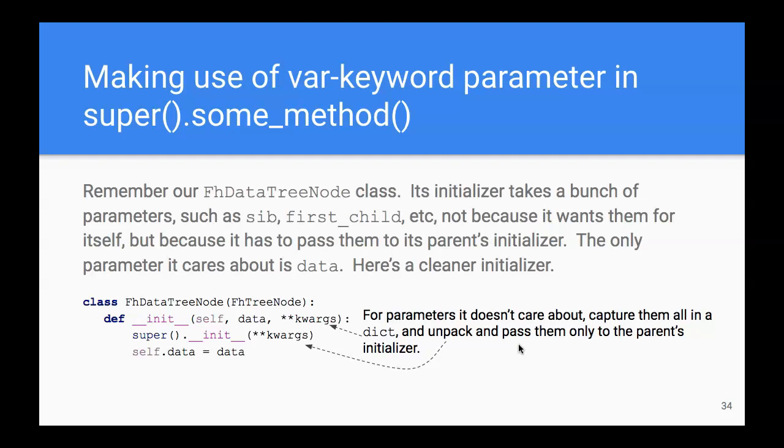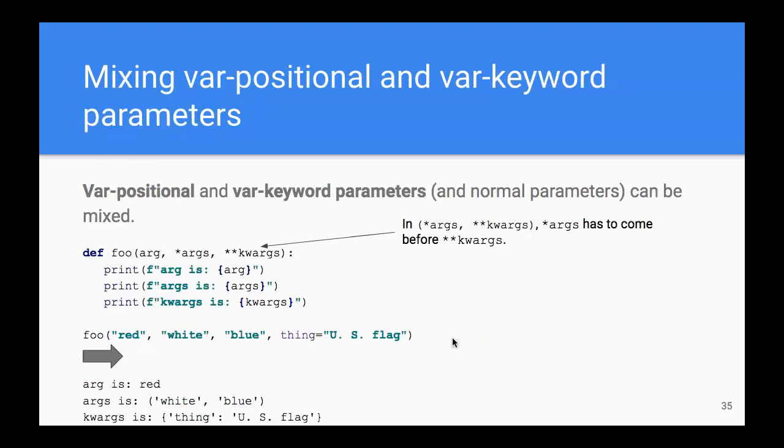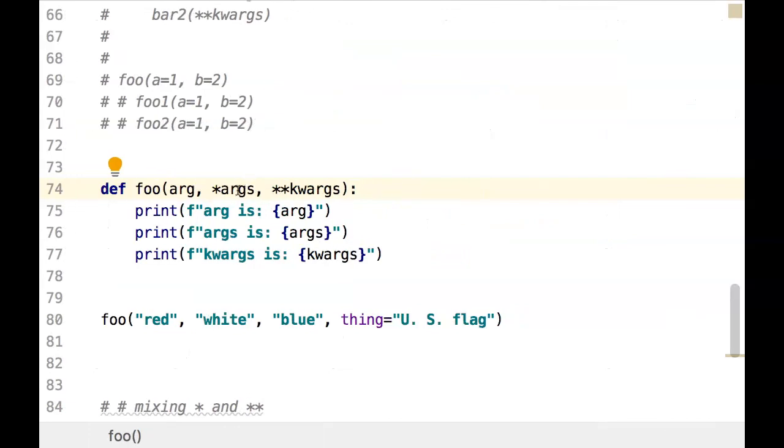multiple inheritance. Now, not only can we mix var keyword parameters with normal parameters, we can in fact mix the var positional parameters with the var keyword parameters and obviously with the normal parameters. They can all be mixed together. Now, there are some rules, but the most important rule is probably when we mix the two var parameters together, the var positional has to come before the var keyword. Now, here is an example of that.